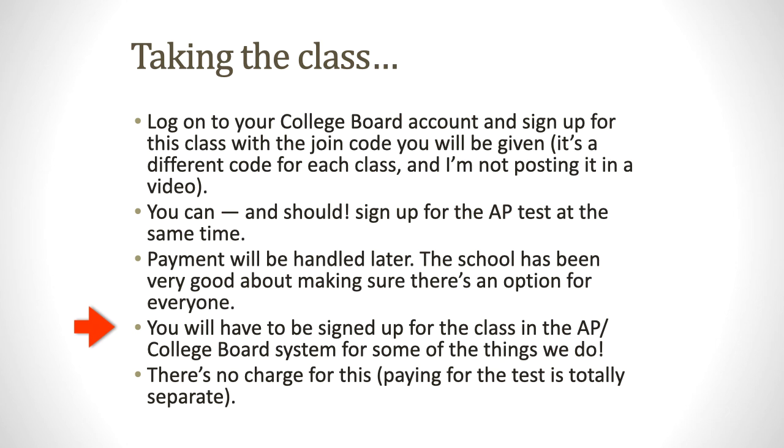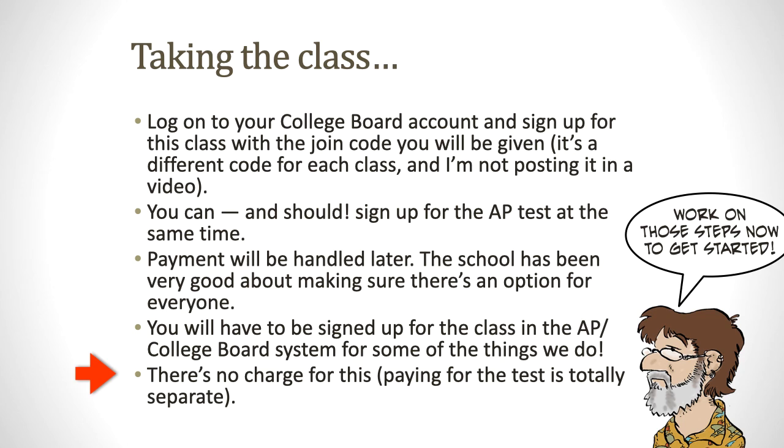You've got to be signed up for the class in the AP College Board system for some of the things we do. In other words, we're going to try their personal progress checks again. I know that there were a lot of problems with those and the online version of the test last year, but we're going to give it a shot, and there is no charge for this stuff. Paying for the test is totally separate from all of this. All right, that's it. Start on those steps, get the syllabus, take care of those forms.